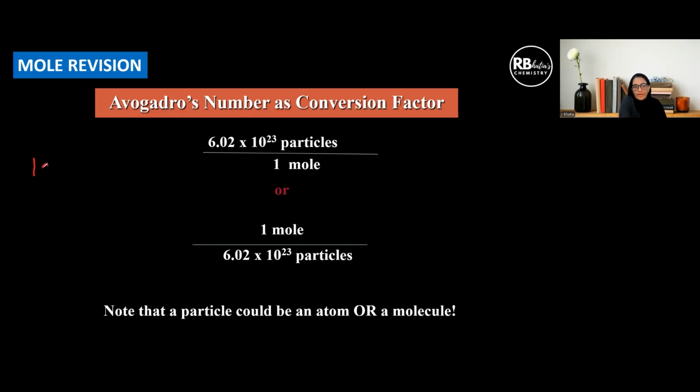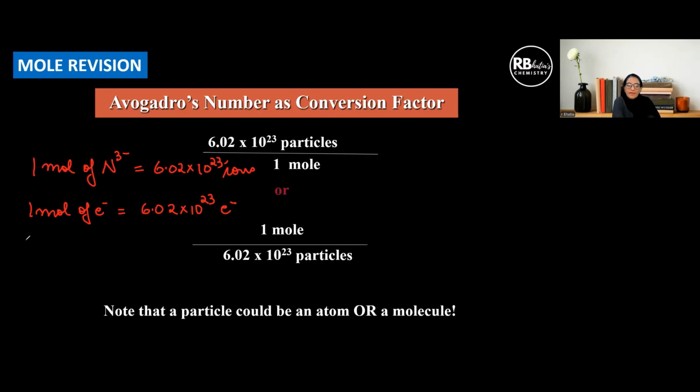For example, if I ask you 1 mole of nitride ions contains how many ions? You would say 6.02 into 10 to the power 23 ions. If I ask you 1 mole of electrons means how many electrons? 6.02 into 10 to the power 23 electrons. And similarly, any species can be expressed this way.